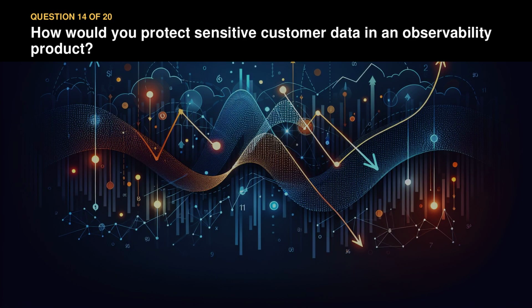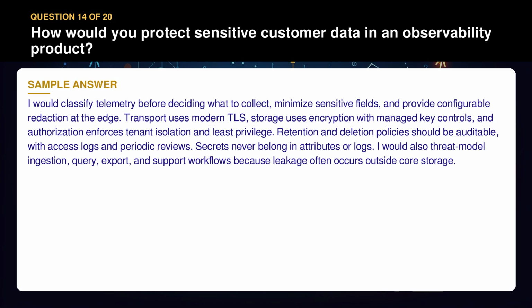Question 14. How would you protect sensitive customer data in an observability product? I would classify telemetry before deciding what to collect, minimize sensitive fields, and provide configurable redaction at the edge. Transport uses modern TLS, storage uses encryption with managed key controls, and authorization enforces tenant isolation and least privilege.